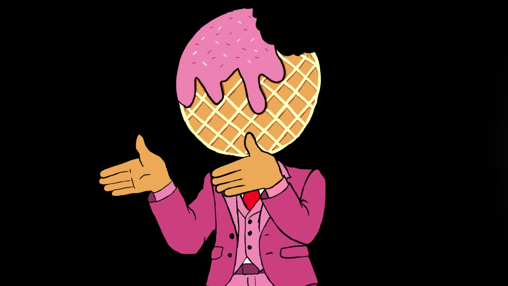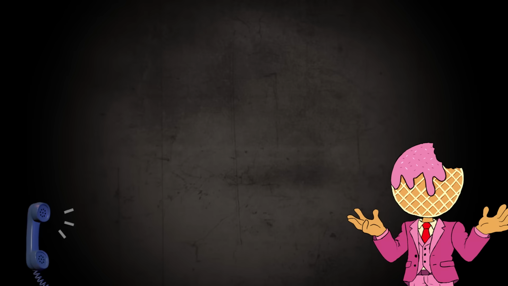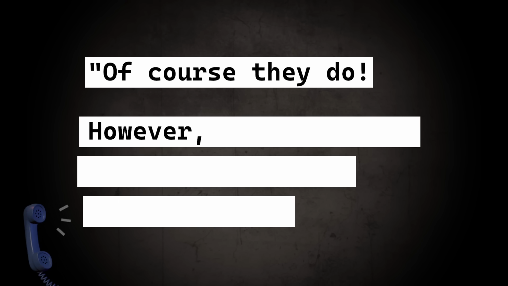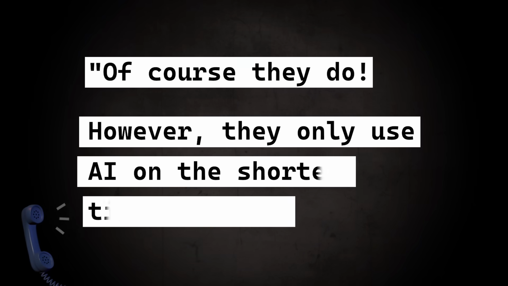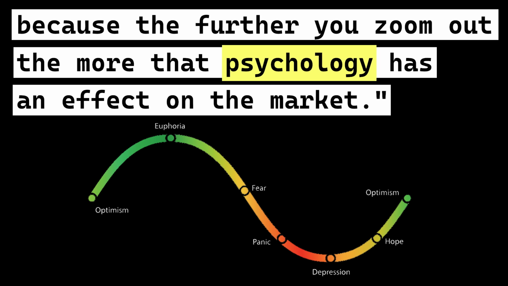To hammer the point home a little bit more, I was talking to a quant trader about whether firms use AI in their trading systems, and he said, of course they do. However, they only use AI on the shorter time frames because the further you zoom out, the more that psychology has an effect on the market.